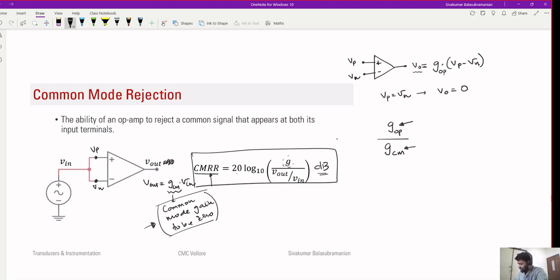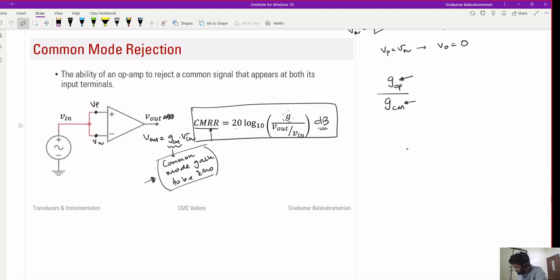Okay. Now let's do this. Let's say we have an input signal like, we're applying 2 volts here, let's say 2 volts, and we are applying 1 volt here. Let's assume this is some real op amp.